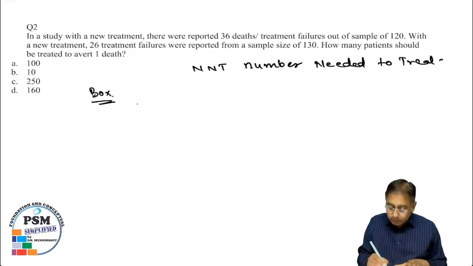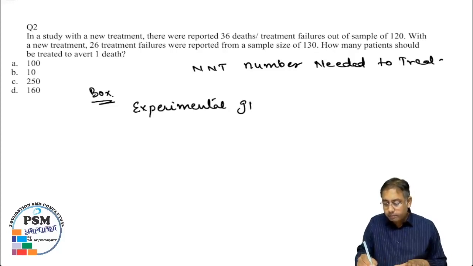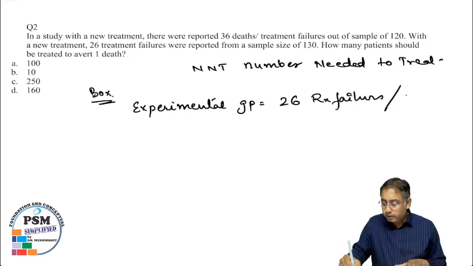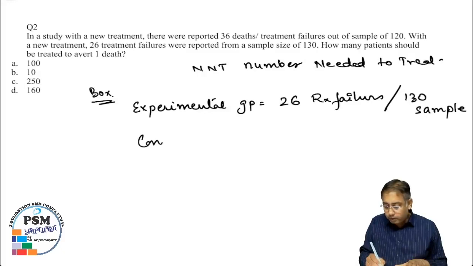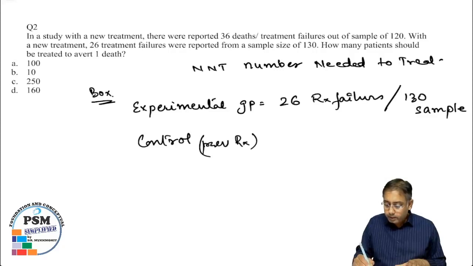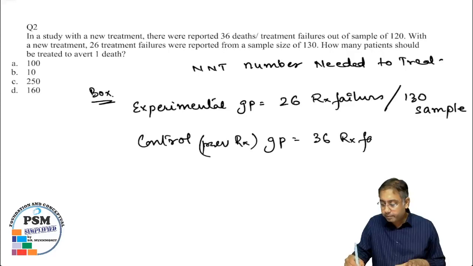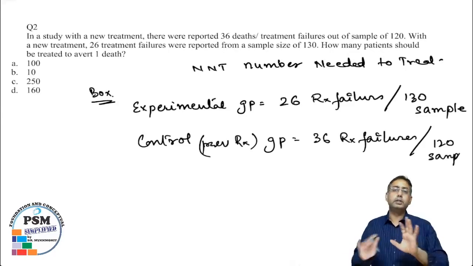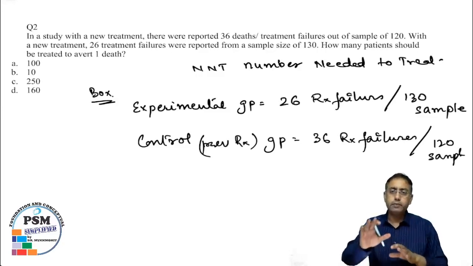So in the experimental group, with the new treatment, we can see 26 treatment failures out of a sample of 130. That is what the MCQ says. And in the control group, on the previous treatment, we can see there were 36 deaths or treatment failures out of a sample of 120. That is what the question is saying. So the take-home message: the question is giving us all these things.